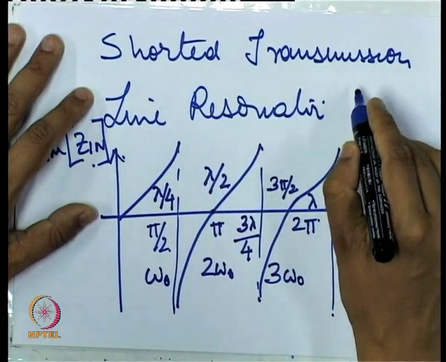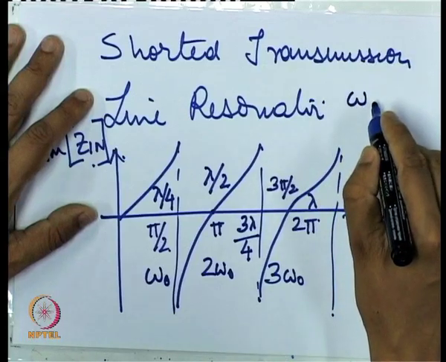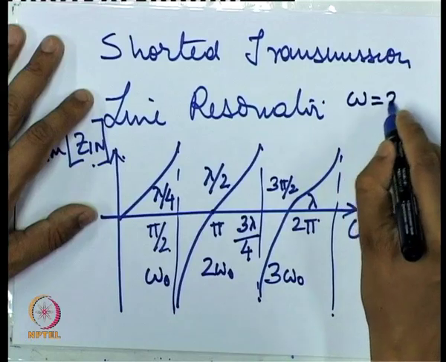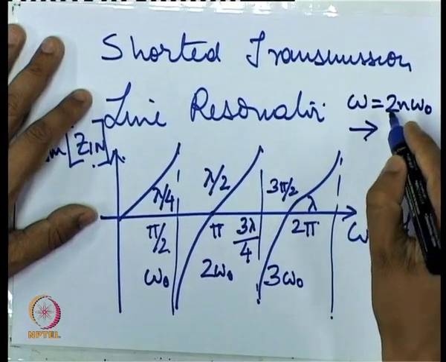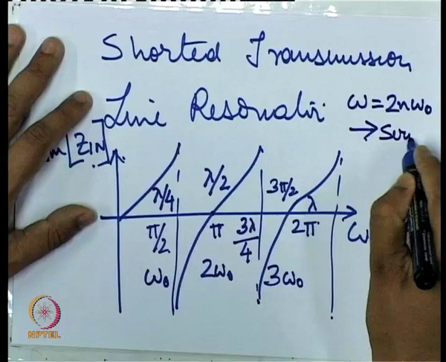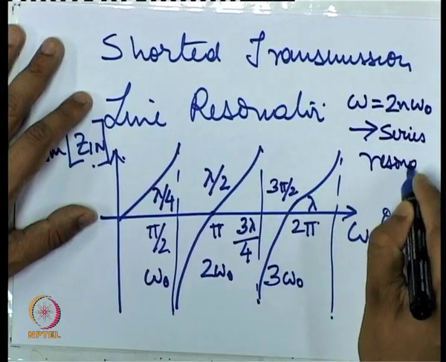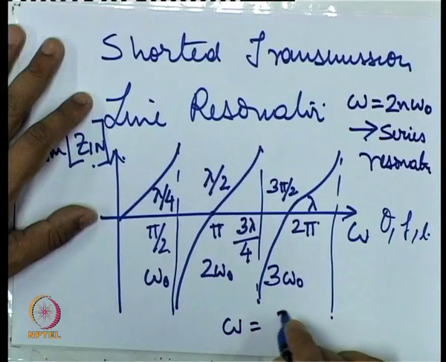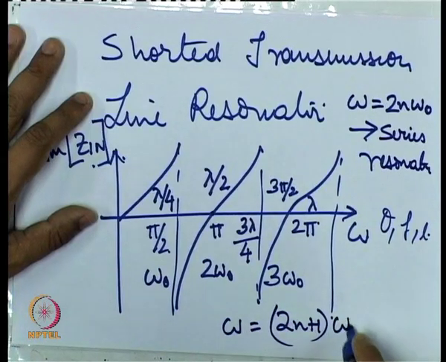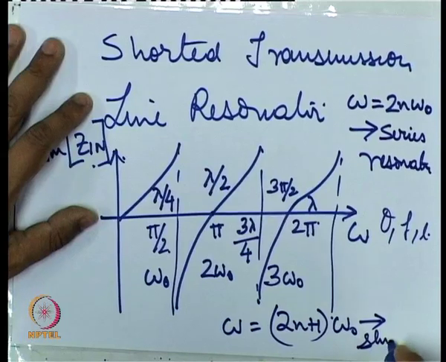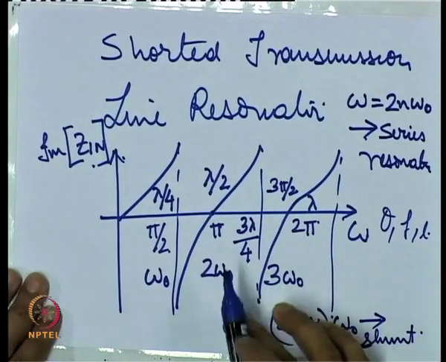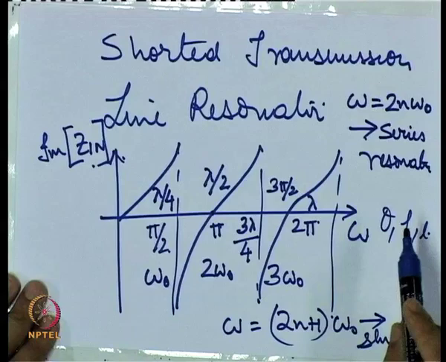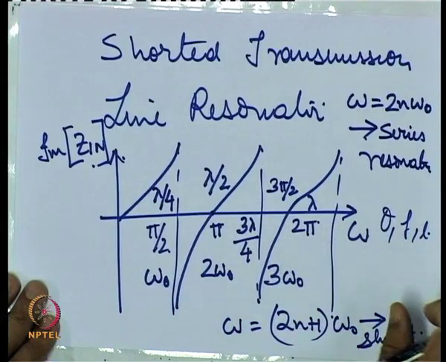So we saw that for a series resonator, our input impedance should be low. So say for frequencies 2n omega 0, the shorted line resonator acts as a series resonator, and for omega equal to 2n plus 1 omega 0, the shorted line resonator acts as a shunt resonator. So the same shorted line can act both as a series resonator as well as a shunt resonator for different frequencies.